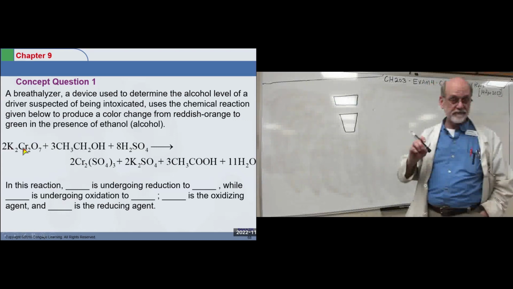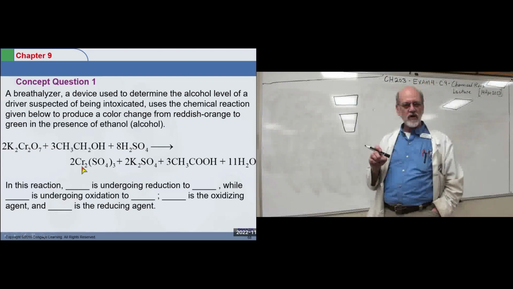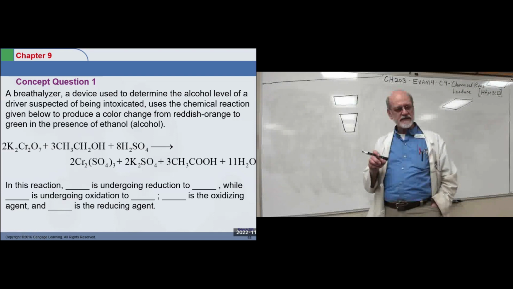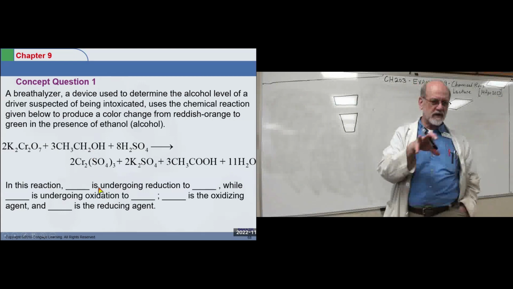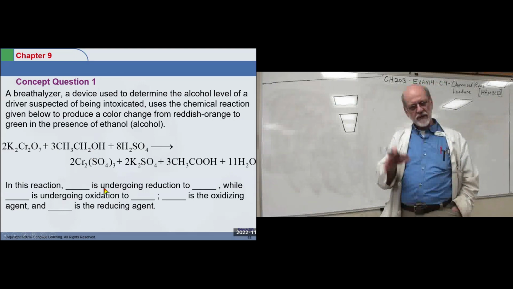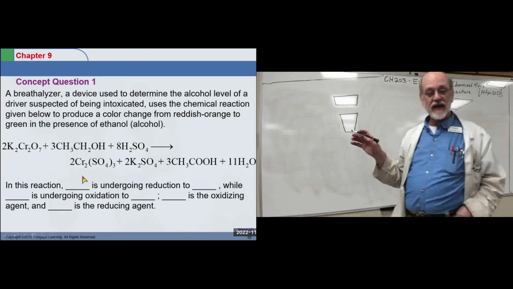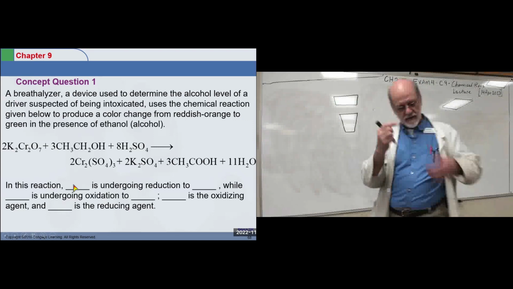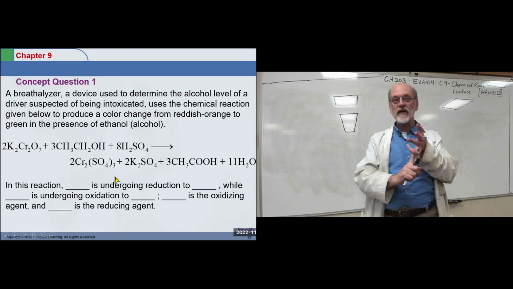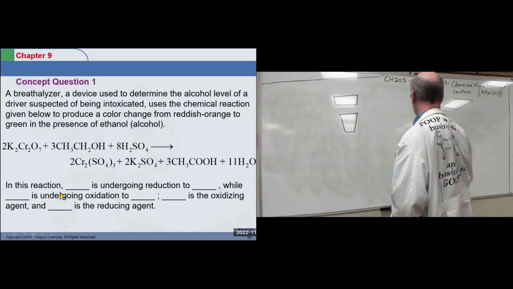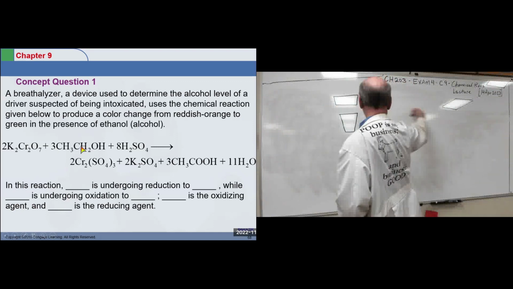Now this is a redox reaction. In this reaction, something is undergoing reduction to something else, while something is undergoing oxidation to something else. Something is the oxidizing agent, something is the reducing agent. So we just need to write this equation, determine the oxidation states for all the elements, and then track where the electrons went. All right, so I'm going to need a lot of space. Maybe I can go right through here.